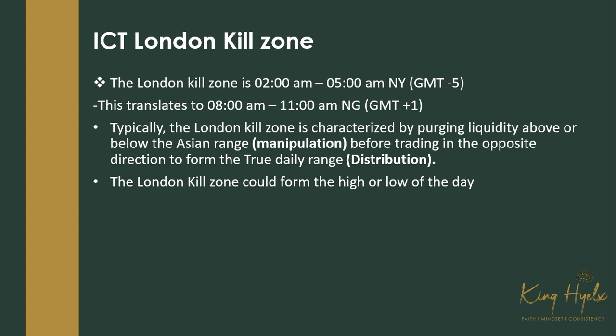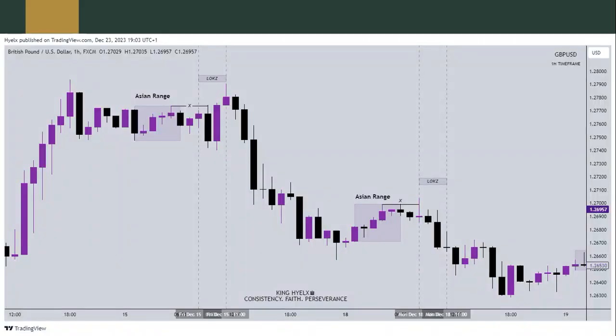So the London kill zone could form the high or the low of the day. When it goes to take that liquidity, the point at which it grabs that liquidity could remain either the high or low of the day depending where it takes the liquidity. If it takes it above the high of the Asian range, then that could be the high of the day for the entire day, because remember we said we're expecting distribution to the opposite side for the remaining day, right? Or if it takes the low of the Asian range, then we expect it to go in the opposite direction, which is up, which means that low that took out liquidity could remain the low of the day. So the London kill zone could form the high or low of the day.